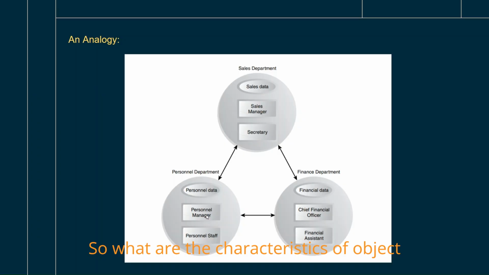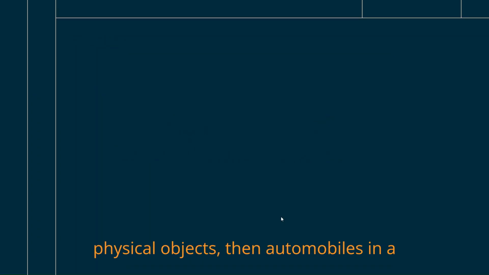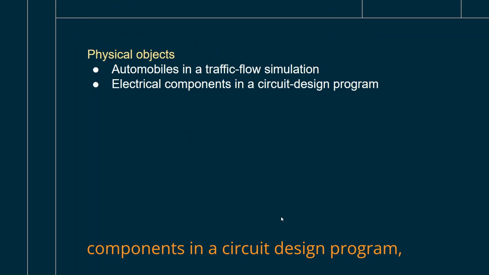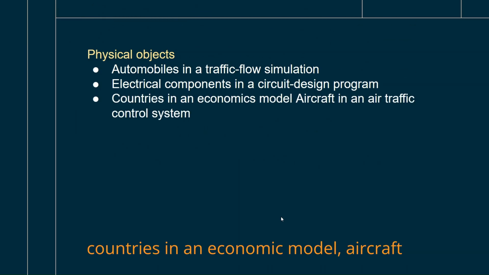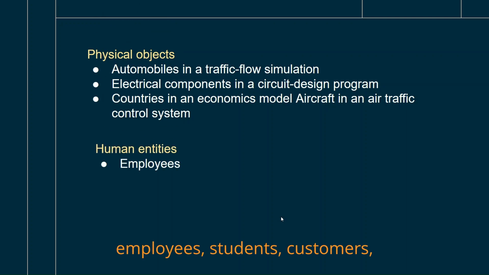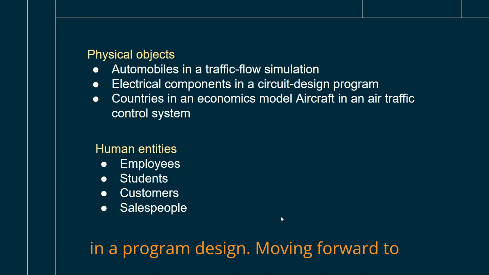So what are the characteristics of object-oriented languages? If we talk about physical objects, then automobiles in a traffic flow simulation, electrical components in a circuit design program, countries in an economic model, aircraft in an air traffic control system. If we talk about human entities, then employees, students, customers, and salespersons are real-world objects in a program design.